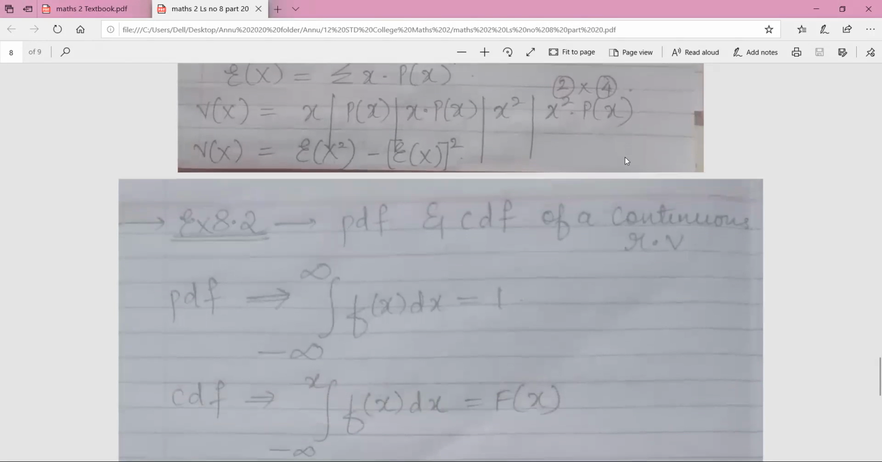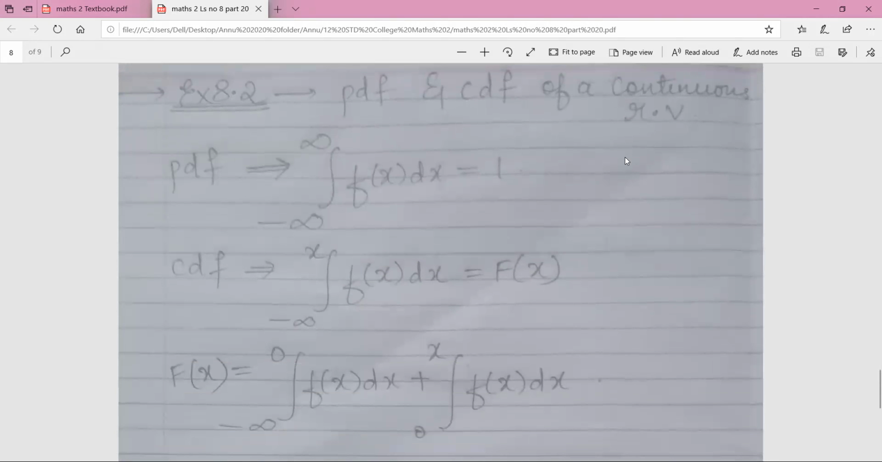Next, we started off recently with exercise 8.2, including PDF and CDF of continuous random variable, those which are measurable. In order to find out whether it is a PDF or not, the condition which should be satisfied is integration from minus infinity to infinity f of x dx should be equal to 1. Then we can call the function a PDF. For a CDF, which is also called capital F of x, integration from minus infinity to x f of x dx is equal to capital F of x.